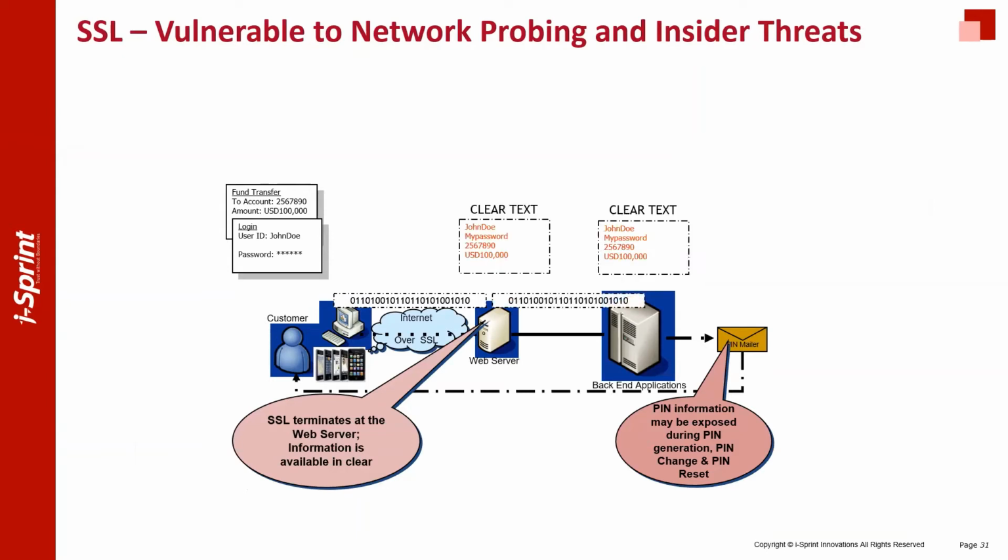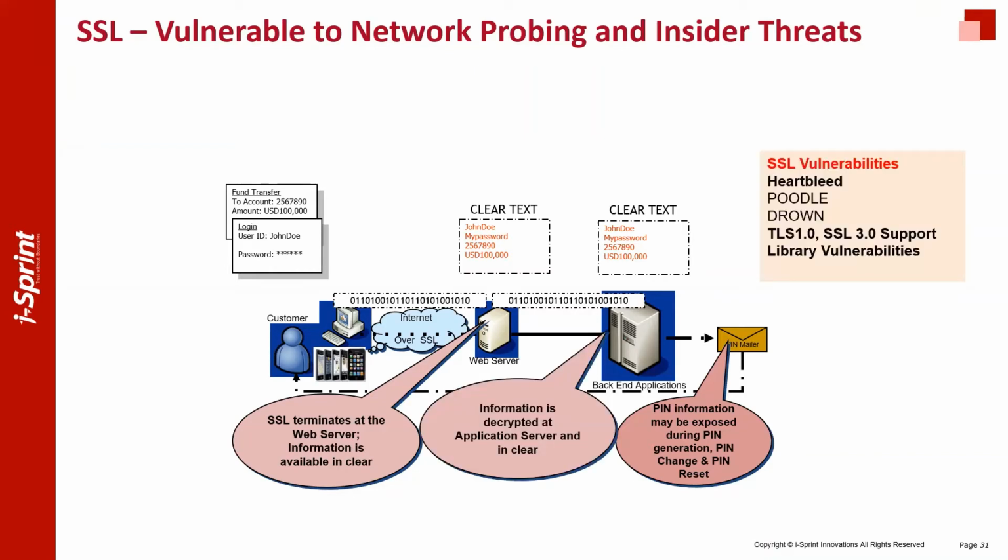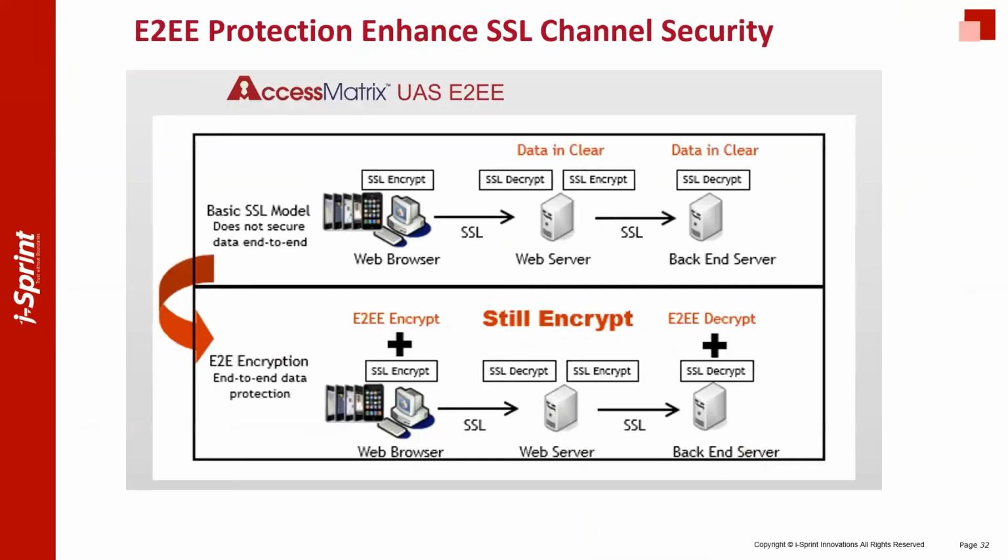The same thing will happen at the backend server as well. If the SSL is terminated, then the password will be exposed too. So these are the vulnerabilities, the attacks like the Heartbleed bug, and TLS 1.0 is also very vulnerable. What I'm trying to say is SSL is still not that secure because it's vulnerable to the attacks that I mentioned just now. That's why E2E is very important on top of SSL.